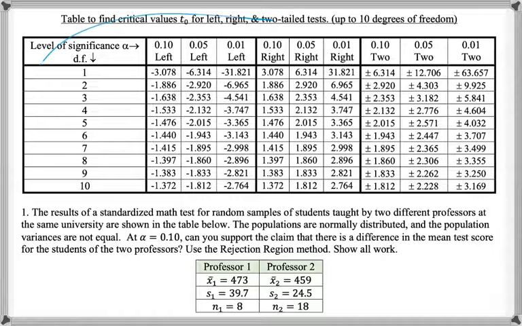So here's the table of critical values. Number 1 says, the results of a standardized math test for random samples of students taught by two different professors at the same university are shown in the table below. The populations are normally distributed, and the population variances are not equal. At alpha equal to 0.10, can you support the claim that there is a difference in the mean test score for the students of the two professors? Use the rejection region method and show all work.